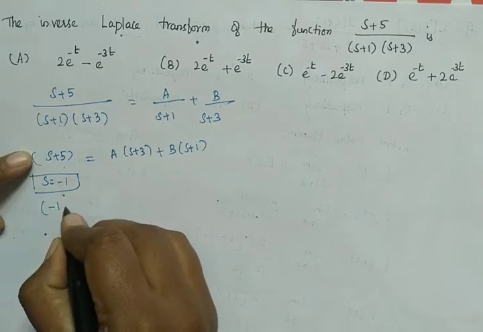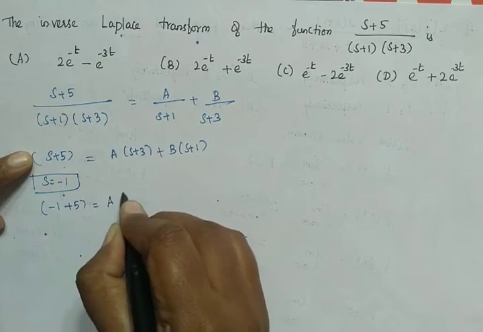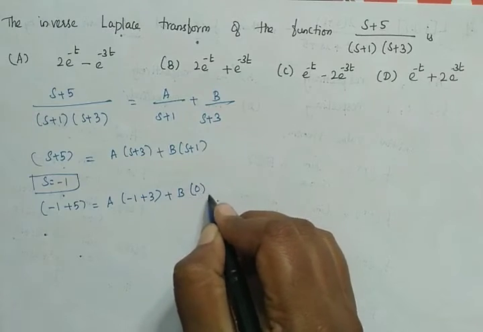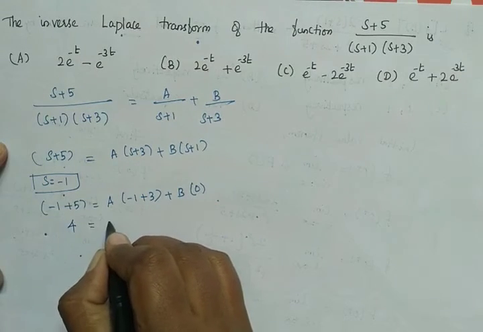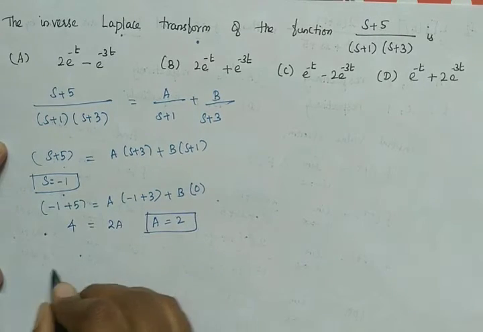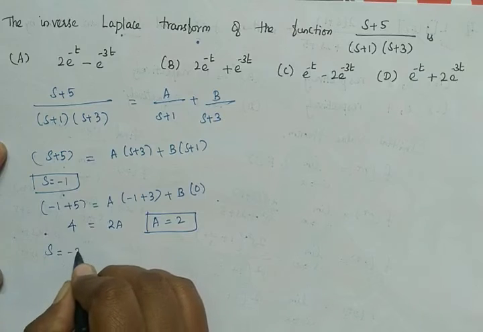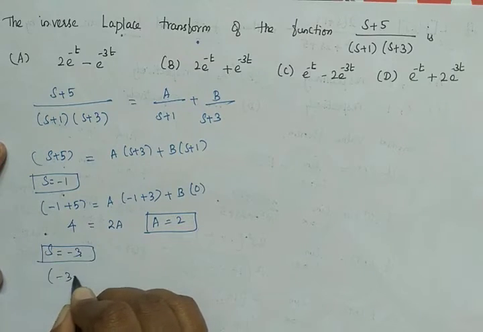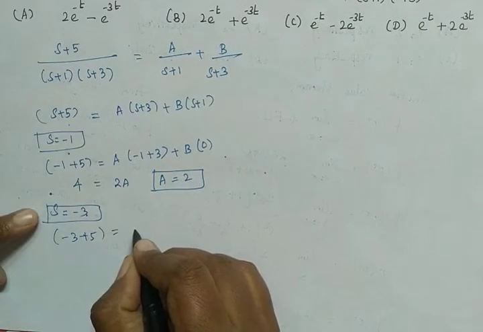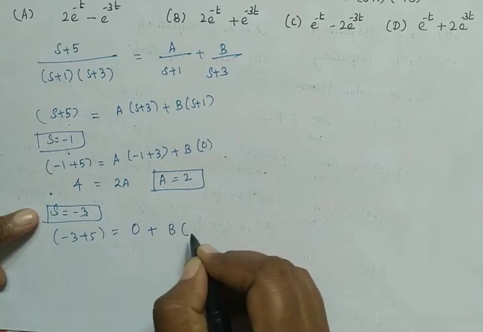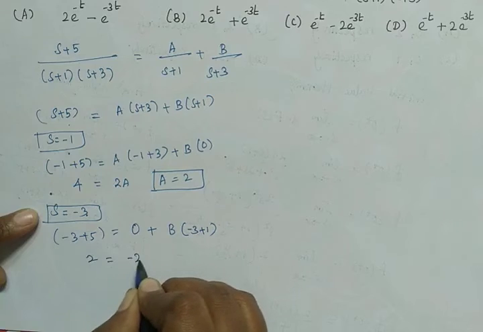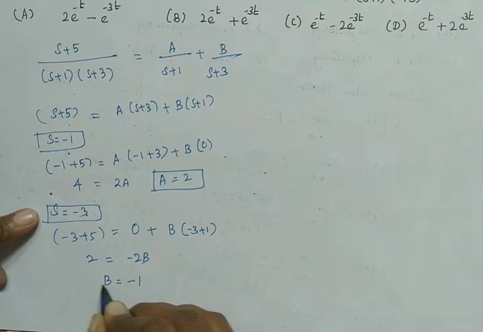Now let us substitute s is equal to minus 1. So minus 1 plus 5 is equal to a into minus 1 plus 3 plus b into 0, so every b term will become 0. So 4 is equal to 2a, therefore a is equal to 2. Now let us substitute s is equal to minus 3. So minus 3 plus 5 is equal to 0 plus b into minus 3 plus 1. Therefore 2 is equal to minus 2b, so b is equal to minus 1.